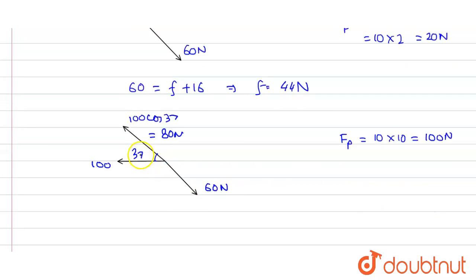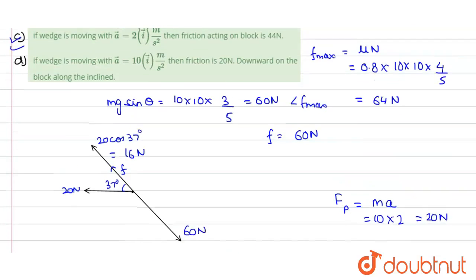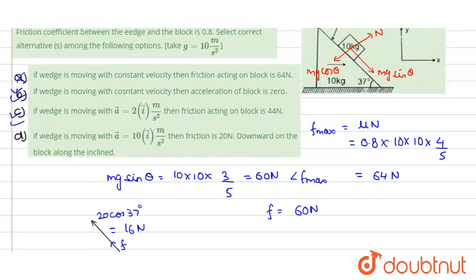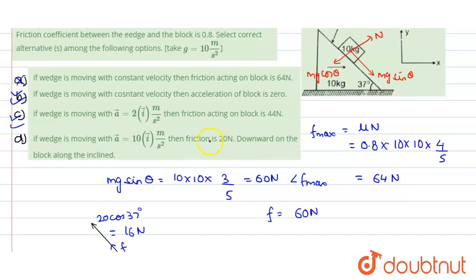Now in this situation, we can see that the upward force is greater than the downward force. That means the frictional force would be acting in the downward direction. So it would be 80 equals F plus 60. That means the frictional force value would be equal to 20 Newton. Now this value is again less than the maximum friction value, so this is our okay situation. So friction force 20 Newton acting downward. So D is also the correct option. So B, C, and D are the correct options.